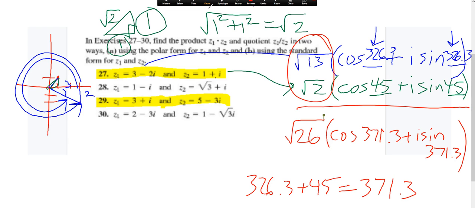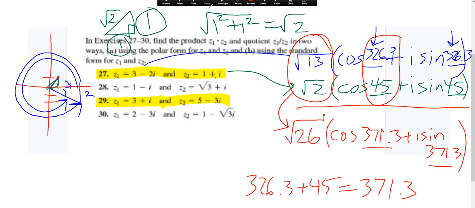Okay, number 27. Why do we multiply the radii together? The formula using de Moivre's theorem says that you would take R1 times R2, and that's how we got this radical 26. Then you have to add the angle measurements to get the 371.3. So that's just part of de Moivre's theorem that we worked on last week.